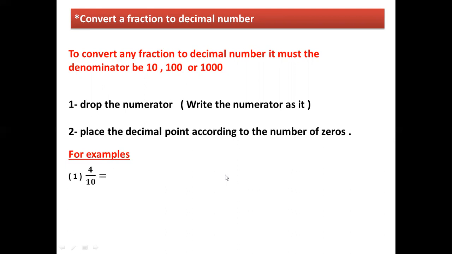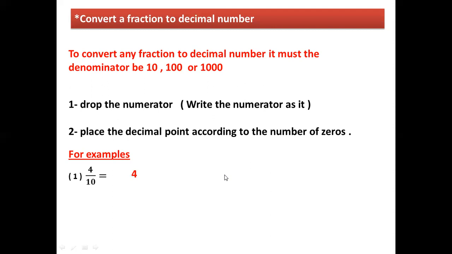As a fraction, the numerator here equals 4 and the denominator here equals 10. How can we write this fraction as a decimal number? Look at the denominator. We have here 10. So the condition is available. So what can I do? Drop the numerator. And what else? We will put the decimal point according to the number of zeros. So how many zeros in the denominator? Beside 1, we have one 0.